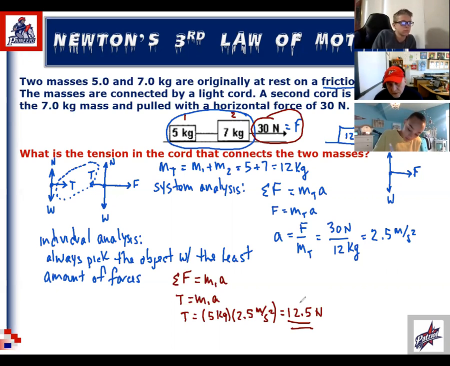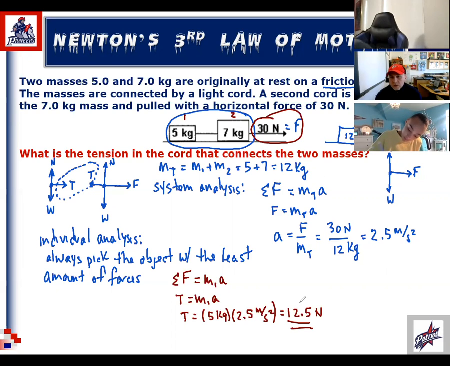Now you're going to see it. There's probably, I don't know, 3 or 4 problems on here. I'll do 1 or 2 more, whatever we have time for. But you're going to see I'm going to do the same thing over and over and over again. Add the masses together.